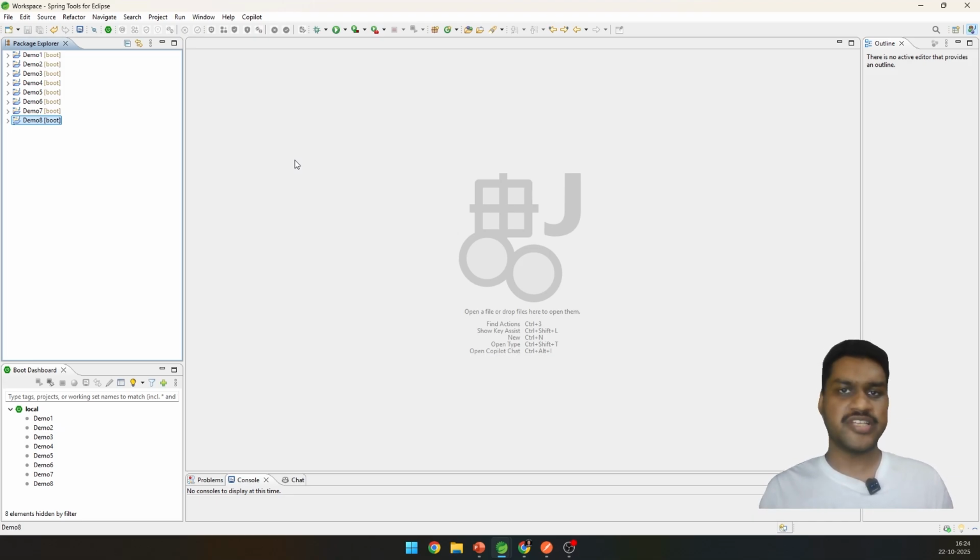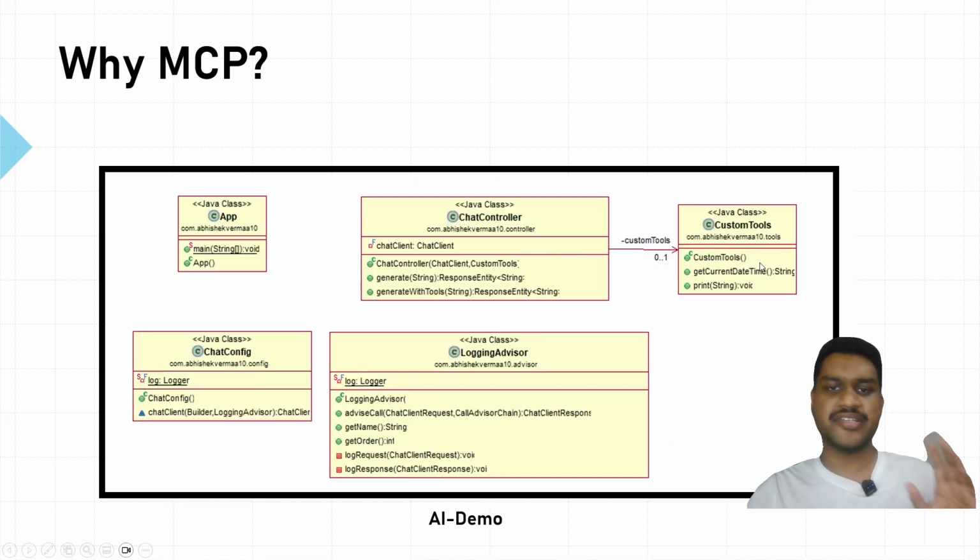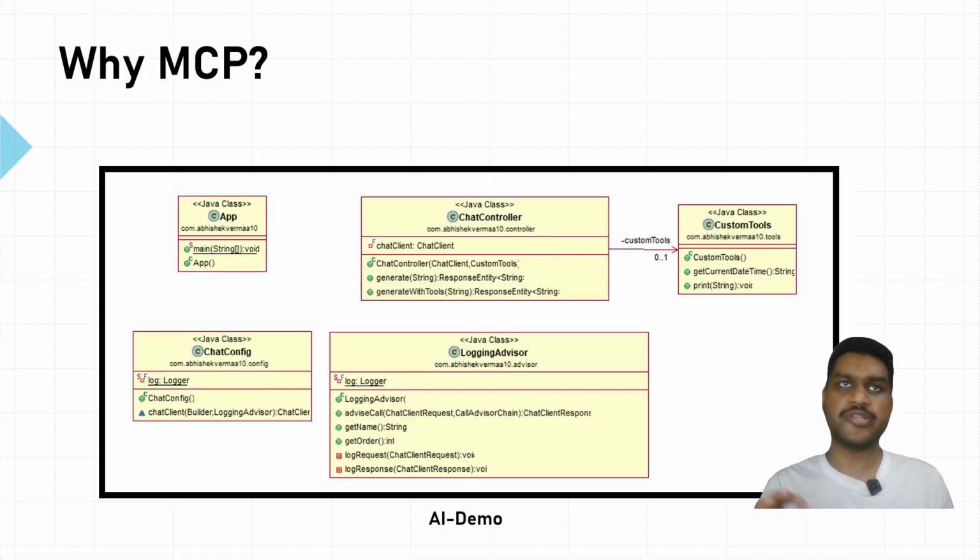But before this, first of all, we have to understand why we even need an MCP server. For this, let me directly take you to my presentation. So now let's see why we need MCP, and what this MCP is. Here we see my current demo, the same demo which I showed you just now. There we had one app class containing just the main method, the chat config, the logging advisor, the chat controller, and the custom tools. So this is how it was looking.